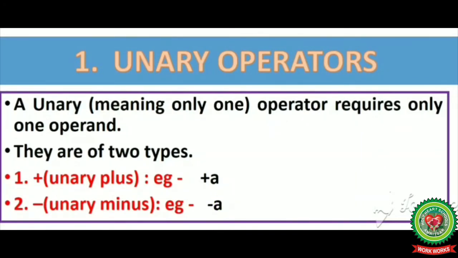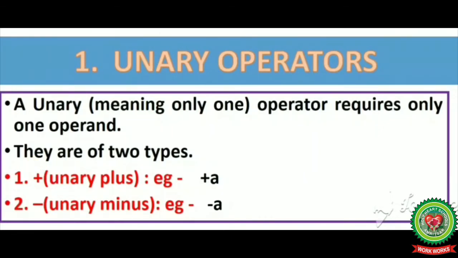Number 1, unary operators. Unary means only one: the operator requires only one operand. Now unary operators are of two types. Number 1 unary plus and number 2 unary minus. Unary plus, for example, plus A. Now plus is an operator and A is an operand. Similarly, we can write minus A, minus B, minus X. Now minus is an operator and X or Y is an operand.